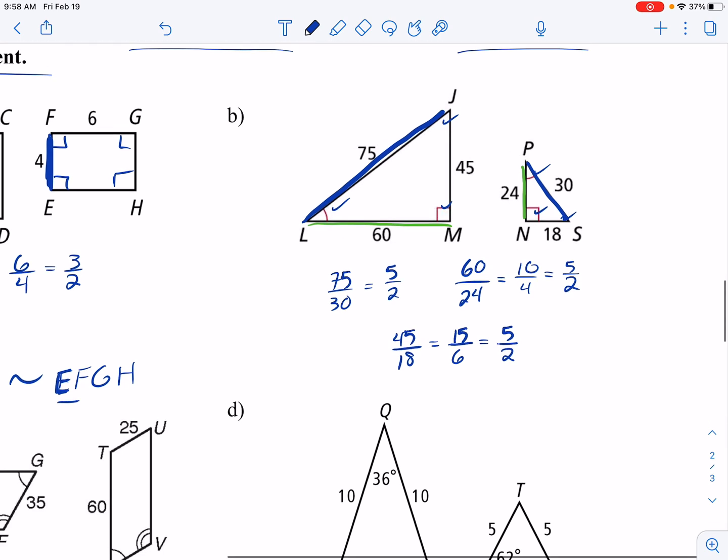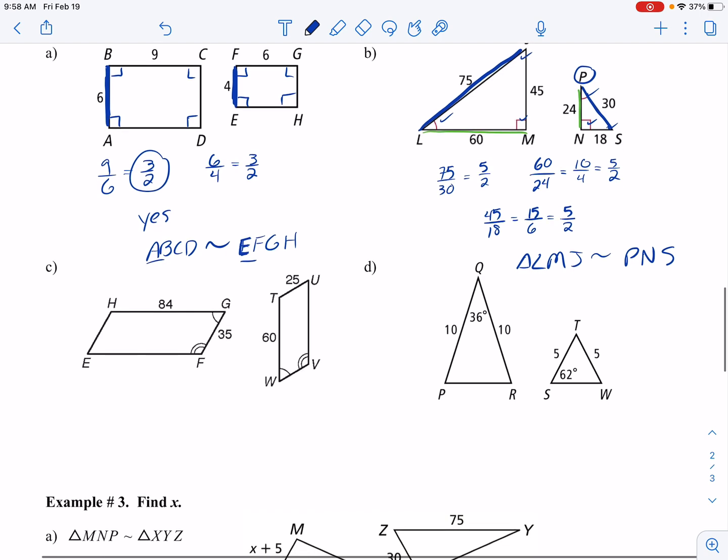All of these have a similarity ratio of 5 to 2. So these are similar. So we would say triangle LMJ is similar to, if you start with L, you need to start with P, so P, N, S.